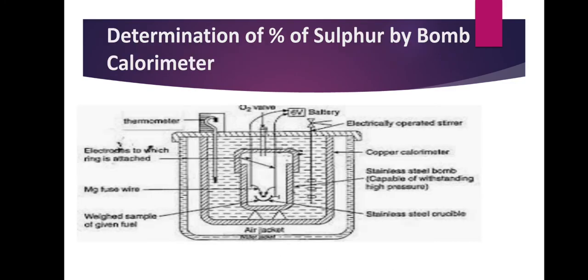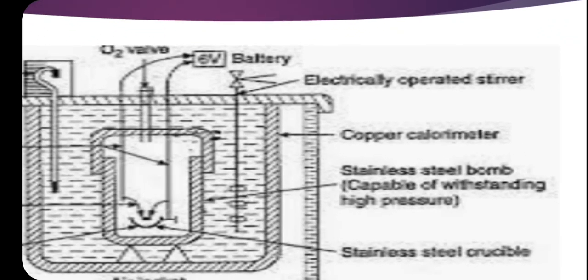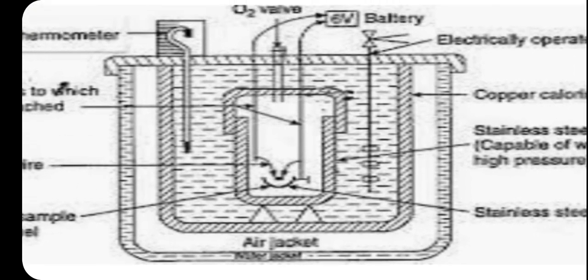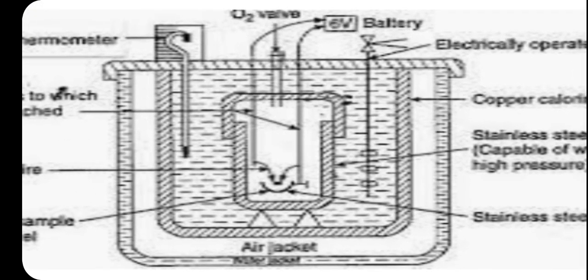Now this is the next test. This is for the determination of percentage of sulfur using a bomb calorimeter. So the bomb calorimeter is there, and in this we determine the amount of sulfur. Now if you can see this diagram, first of all we have the central apparatus. Now this resembles the bombs that were there in the 2nd century. So as a result, the name that is given to it is the bomb calorimeter.